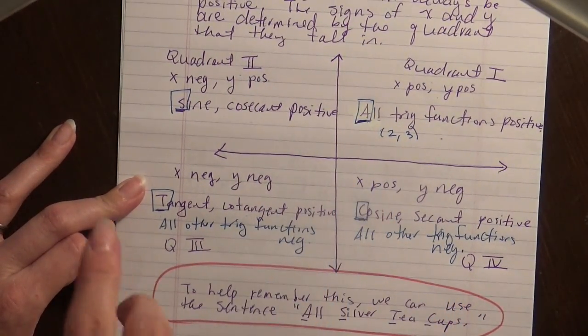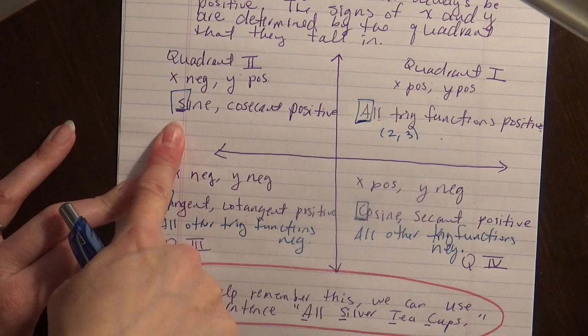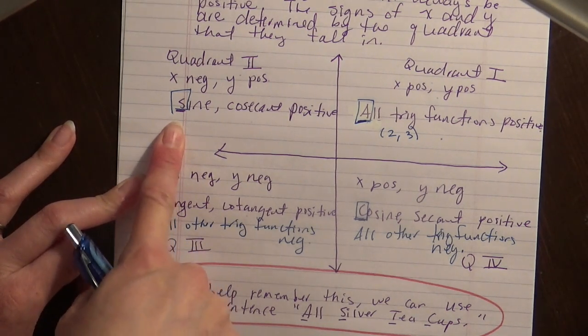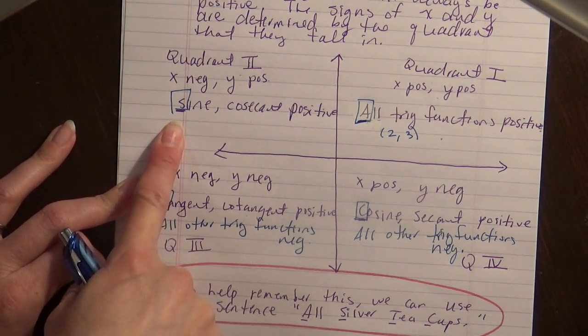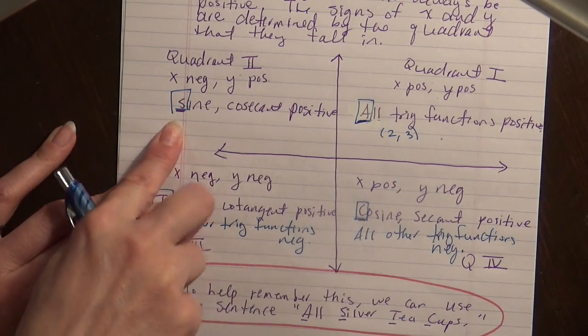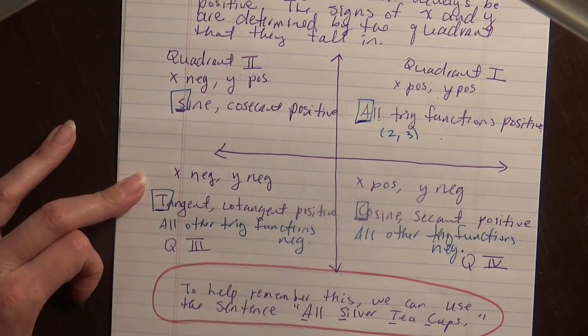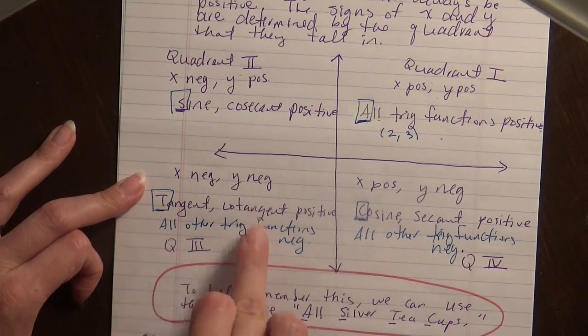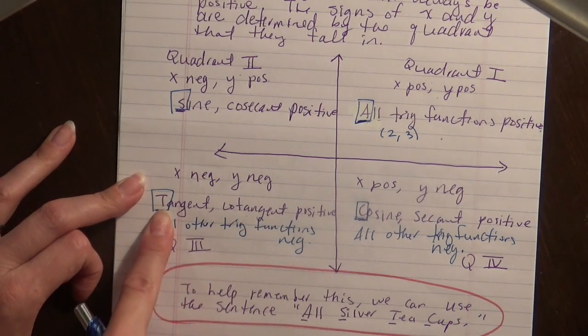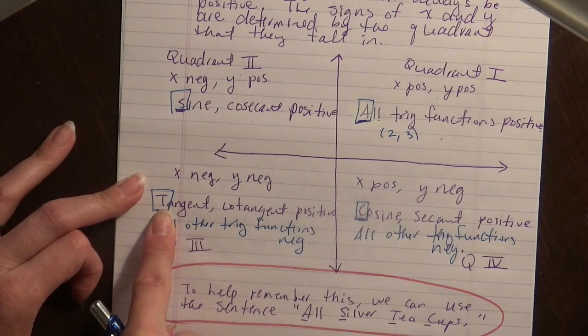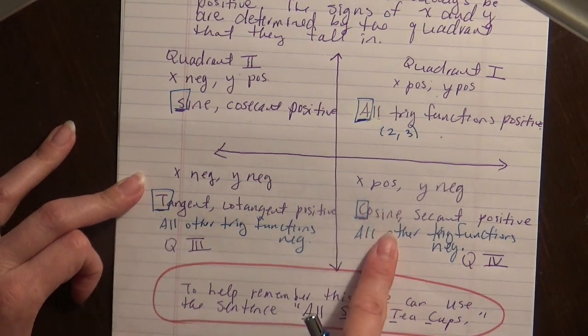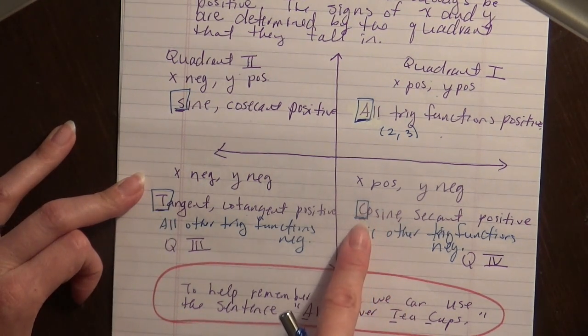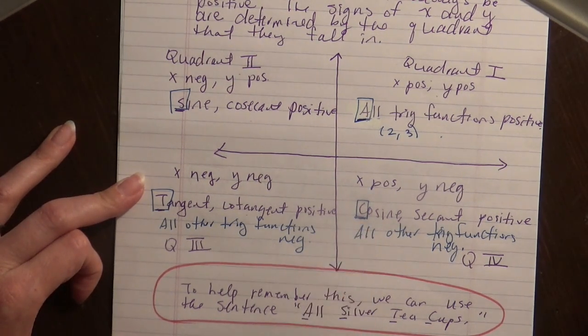An angle in quadrant 2, remember the S, all silver teacups, is going to have positive sine and cosecant. All the rest are negative. An angle in quadrant 3 has a positive tangent and a positive cotangent. All the rest are negative. An angle in quadrant 4, remember the C, has a positive cosine and a positive secant because it's the reciprocal. All the others are negative.